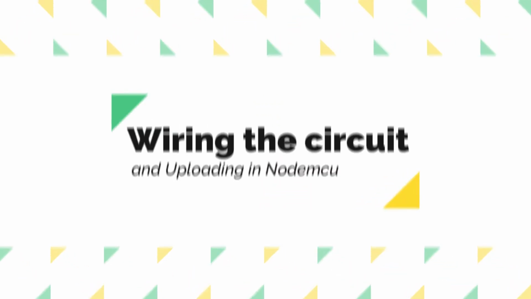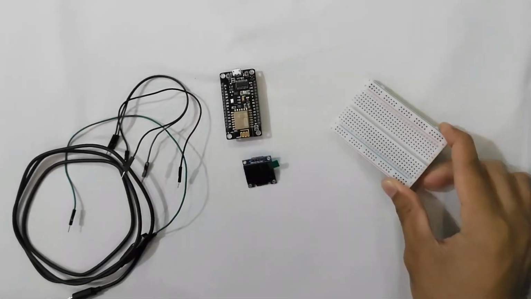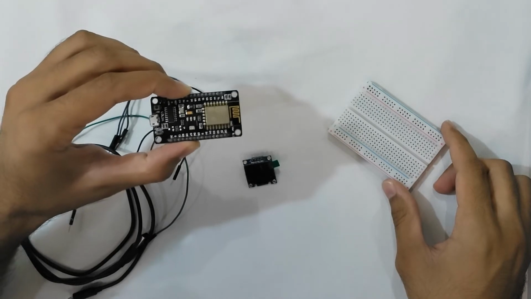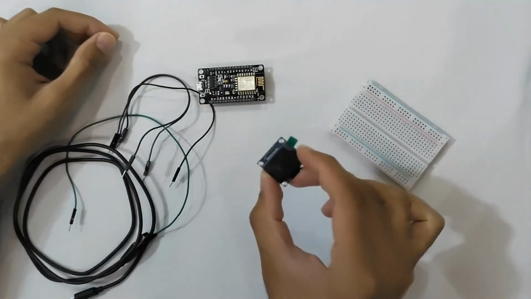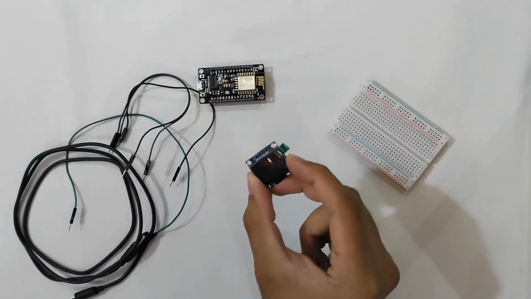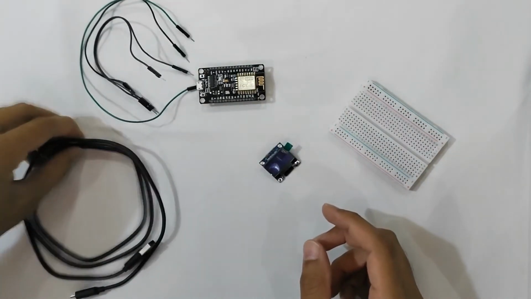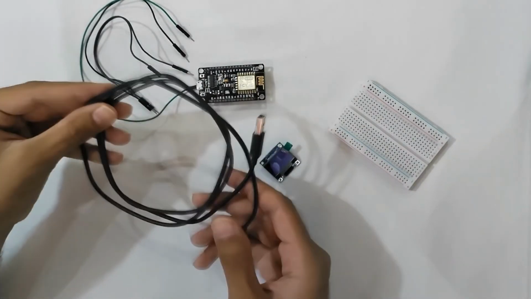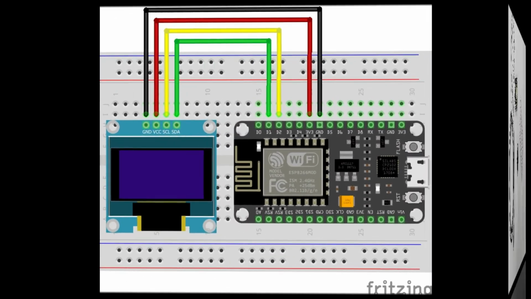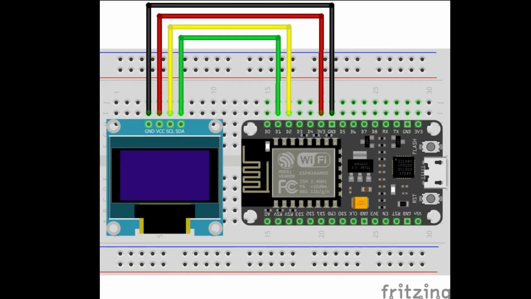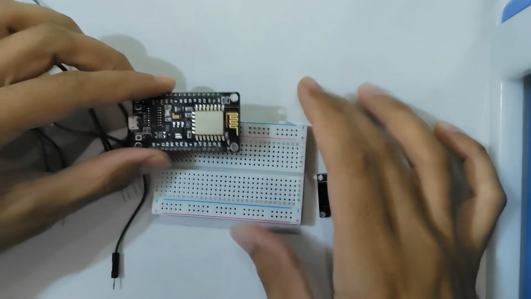Now, let's wire the circuit and upload the code. To build the circuit, we need this breadboard, a NodeMCU or ESP8266 board, this 0.96-inch I2C OLED display, some jumper wires, and a micro USB to USB-A cable to connect it with computer. Plug the NodeMCU and OLED in the breadboard.